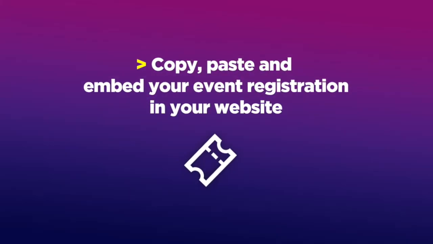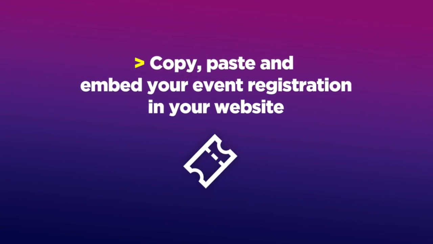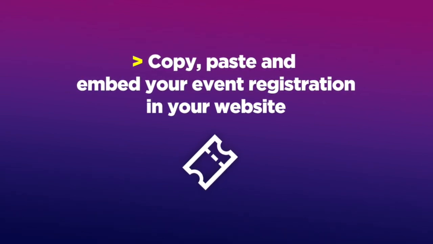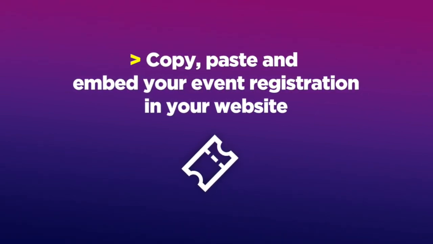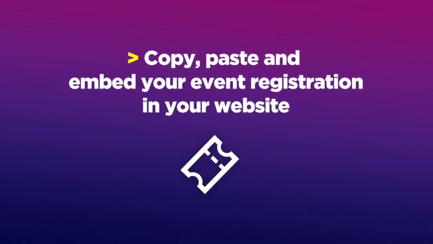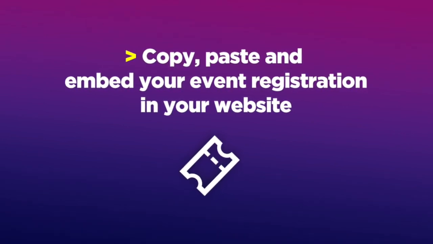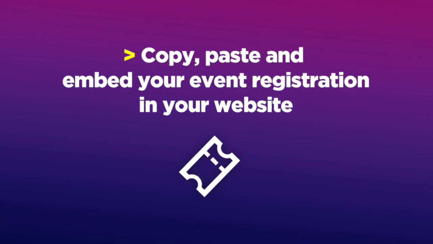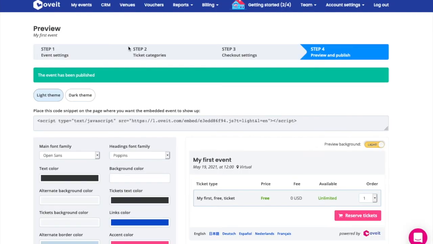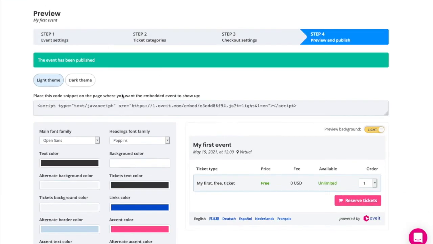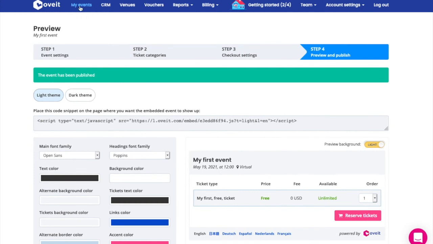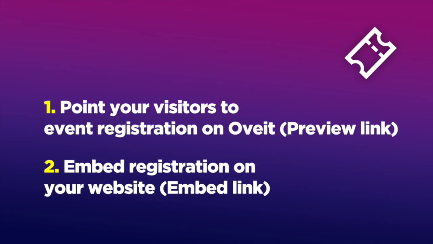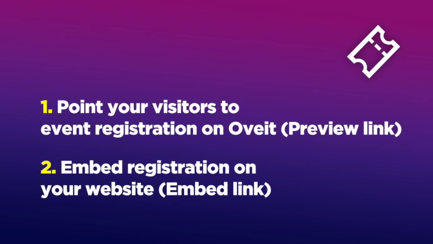And the final step, copy, paste, and embed your event in your website. The last step, start your event registration. All you have to do now is get an event on your website and make it available to customers or point them to your event registration on Oveit. To do that, click on My Events in the bar right next to the Oveit logo. You will see a list of your events.